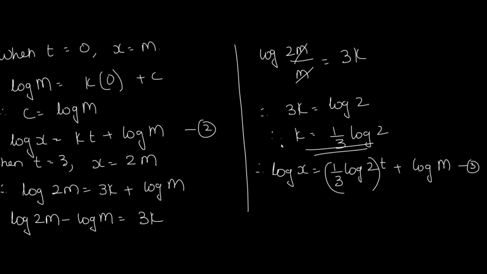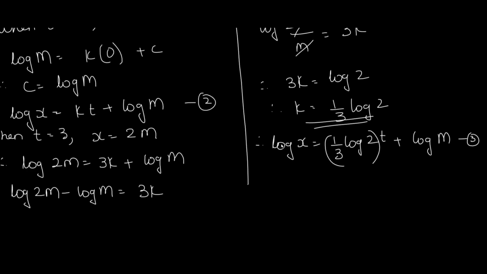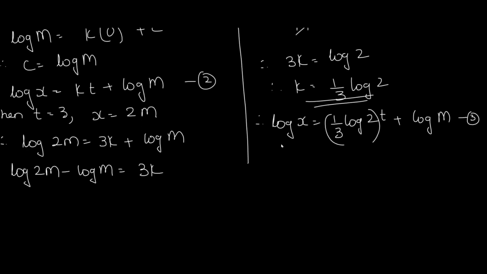Now to find out what they are asking us, that is when x is 4m, when the number becomes 4 times the initial number, what is the time lapse over there? How much time is involved? So we have to find, when x is equal to 4m, what is t? In how many hours does the number become 4m? That is what they are asking.